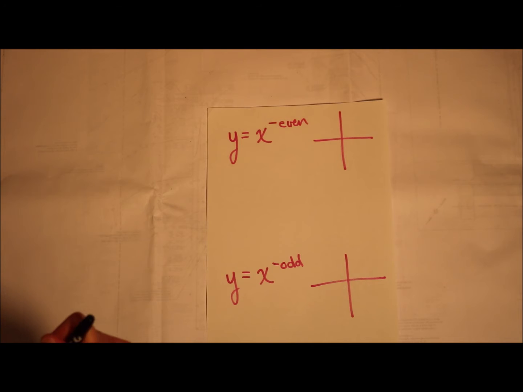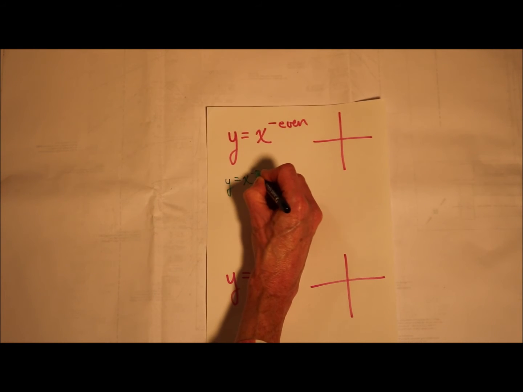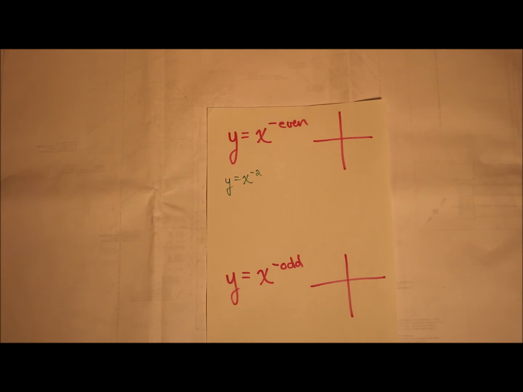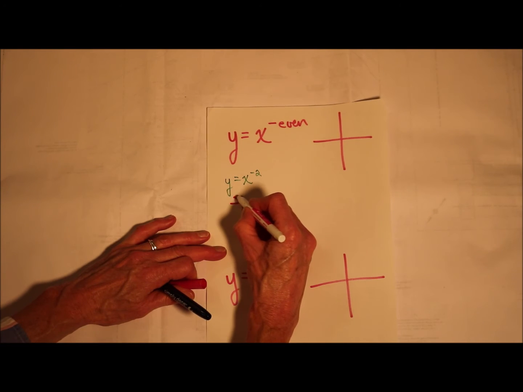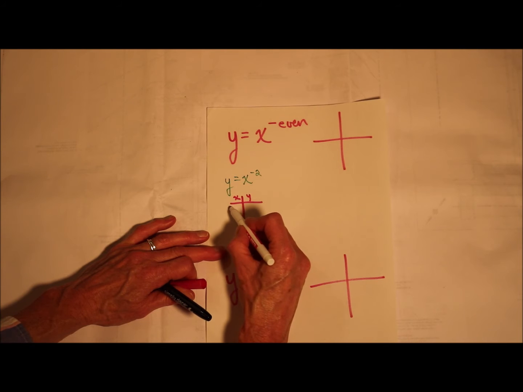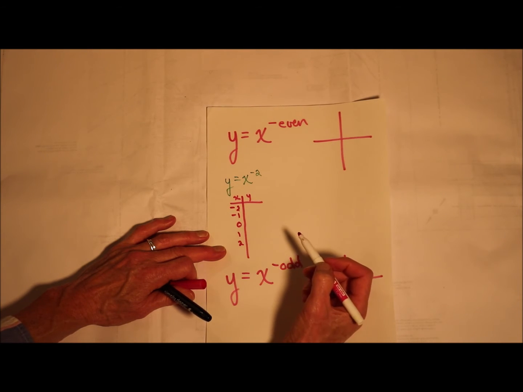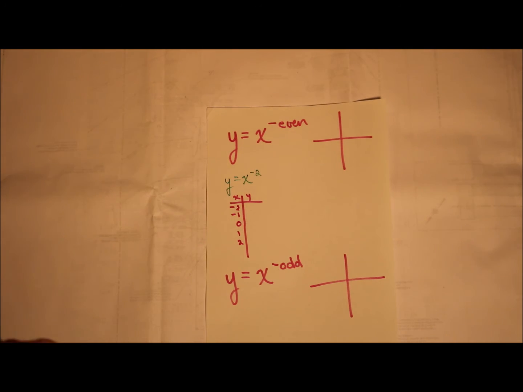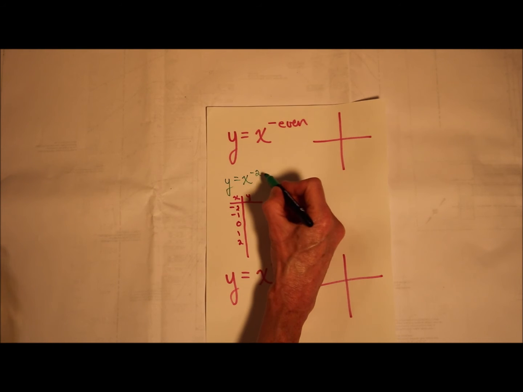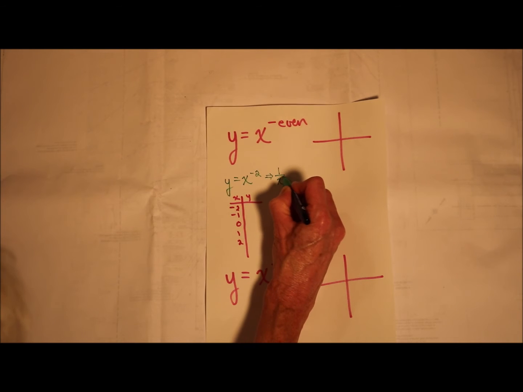If I had y equals x to the negative even, a nice example is x to the negative 2. Well, let's pretend we don't know what this looks like. Let's go ahead and make a table of values. Plug in an x, get out a y. I'll put in some negatives, a 0, some positives. Well, wait, negative exponents, that's really awkward. Let's rewrite that, shall we? x to the negative 2 is the same as 1 over x squared.